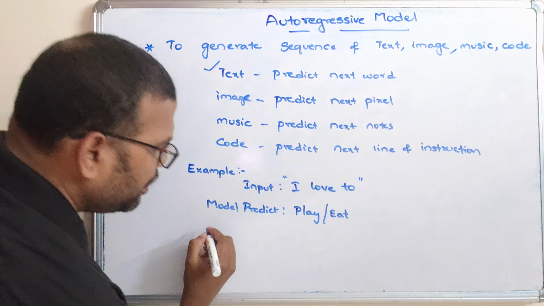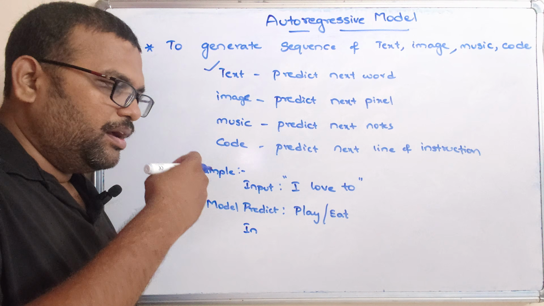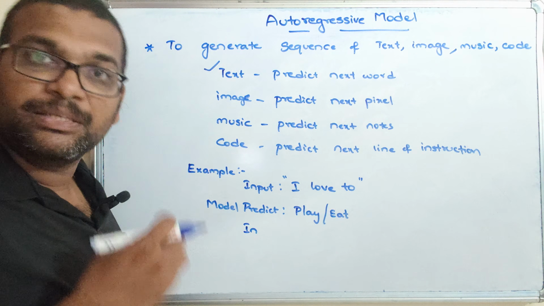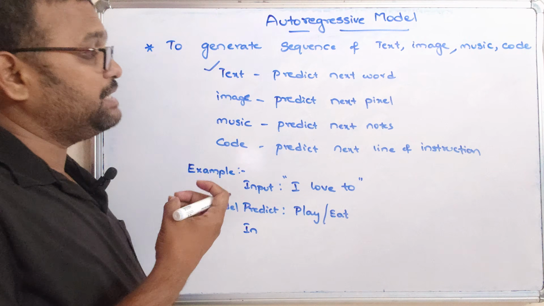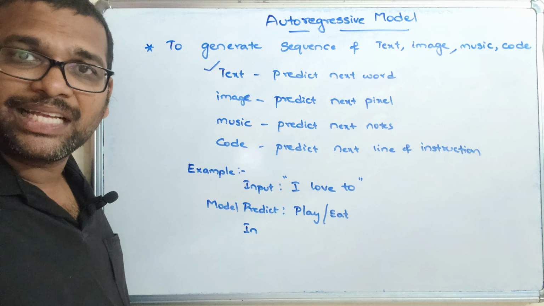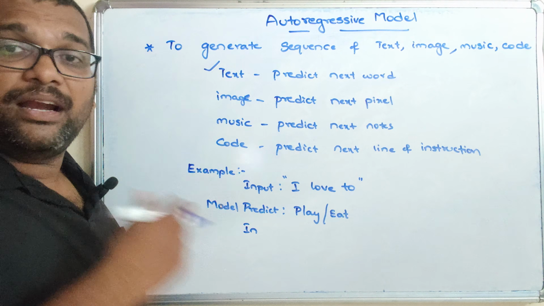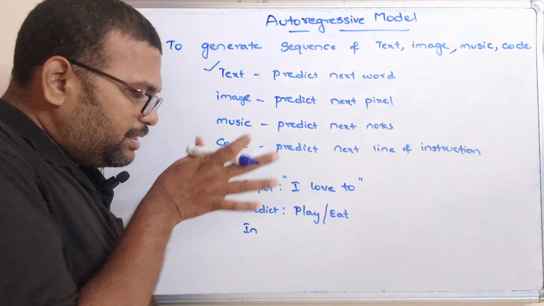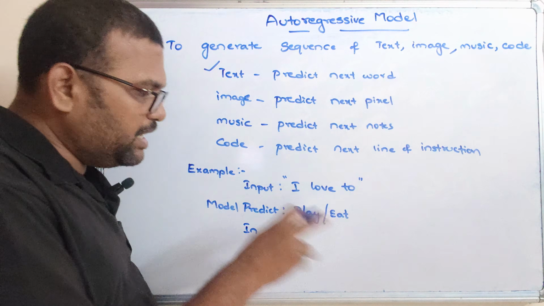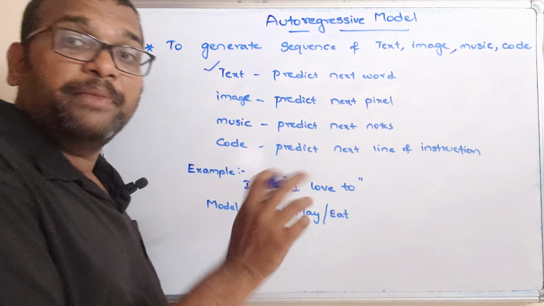Next, the same thing will be done repeatedly until we get a meaningful sequence of text. Similarly, a meaningful sequence of image, or a meaningful sequence of notes which makes the music sensible, and which makes the code bug free or error free, right? So repeatedly the same process will be done. The model will predict the sequence based upon the previous data. Here the previous data is "I love to", so it will be predicting either play or eat, which makes sense.